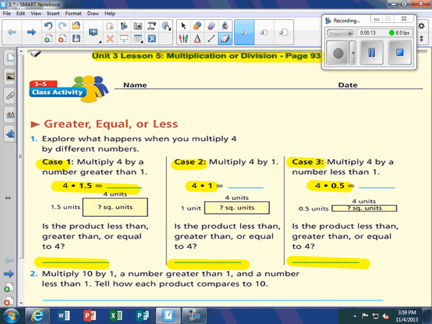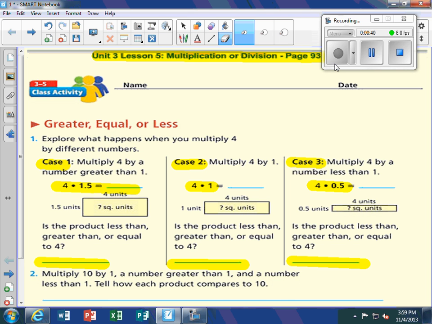The first page is really just asking you to look at three different cases and then compare them: greater, equal, or less. So in case 1, and you don't have to copy this down, it says multiply 4 by a number greater than 1, 4 times 1.5, which is 6. Is the product less than, greater than, or equal to 4? And you would say it's greater than. Case 2, multiply 4 by 1. 4 times 1 is 4, so the product is equal.